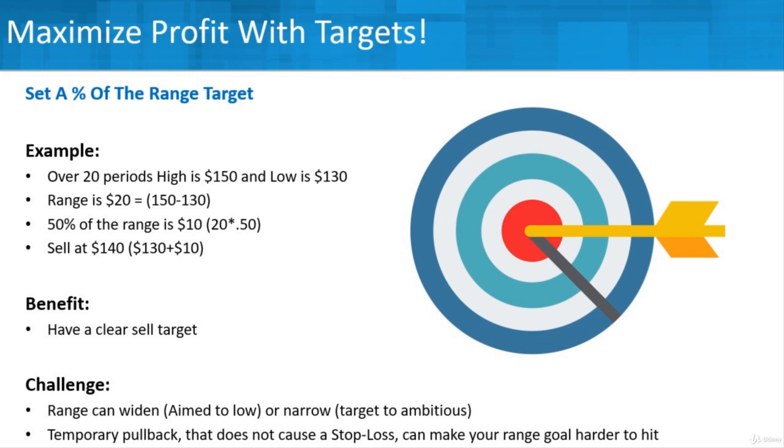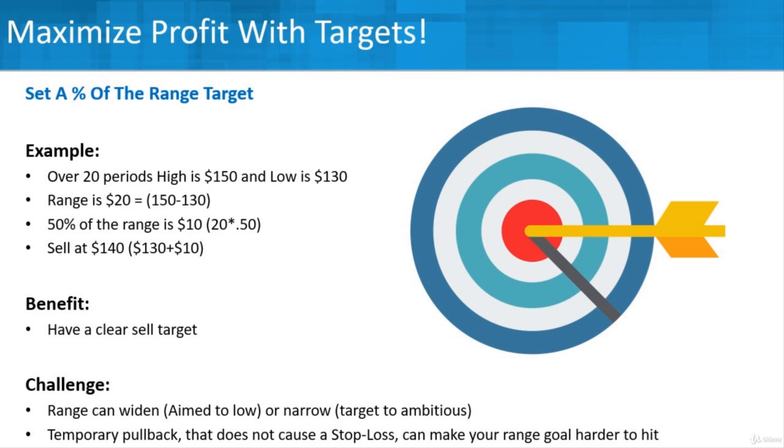If you aim too low, that might be a little bit higher number to reach that you might not ever get to. And if it's too narrow of a range, your target might be too ambitious, or in some cases less ambitious, actually, is another way to look at it too. Either way, your range can change over time too. So the more established the range, the better this percentage of the range works.